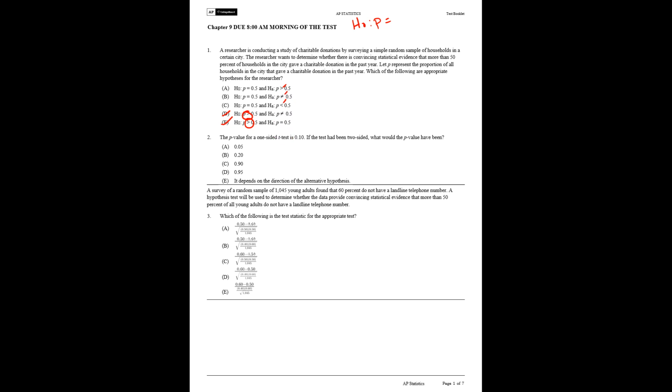So the researcher wants to determine if there's convincing statistical evidence that more than 50%. More than 50%. It's this one. Done. Don't even need to do anything else. Don't even need to read the rest of the question.